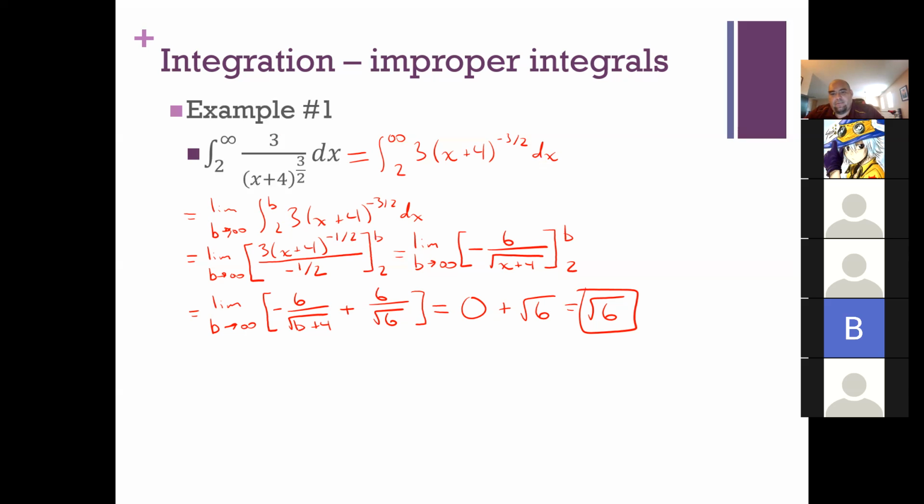So that means we should have expected this to converge. Any more questions on this one before I move on? All right, next one.